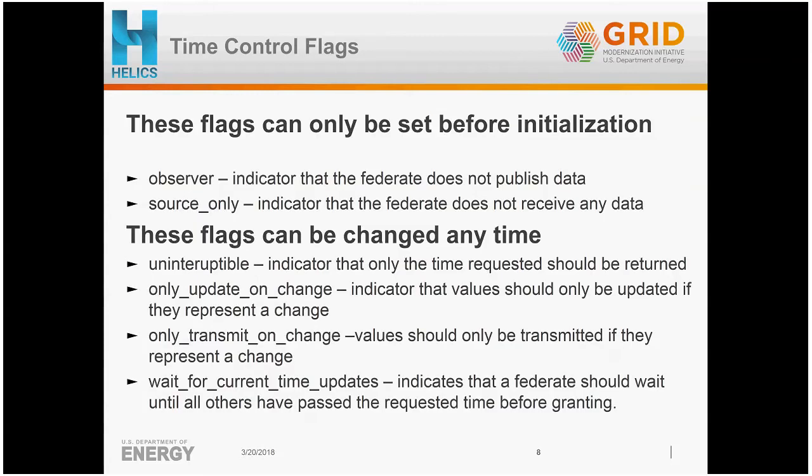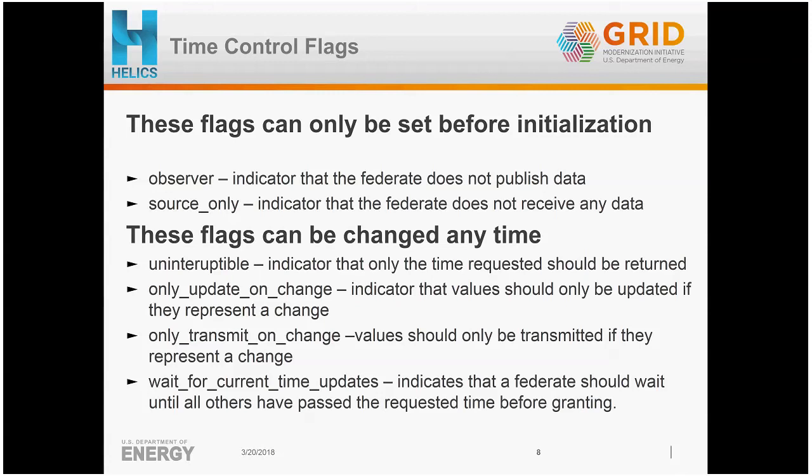There's also a number of flags that can control the time in Helix. There are 2 flags that must be set before initialization: observer and source only. These indicate that the federate either does not publish any data and just receives data, or it is only a data generator and nothing is expected to be sent to it. If something were sent or received by an observer or source only, that is possible inside Helix, but it represents non-deterministic behavior. There's also a number of flags that can be changed at any time during the simulation.